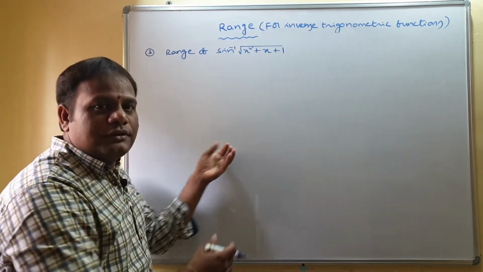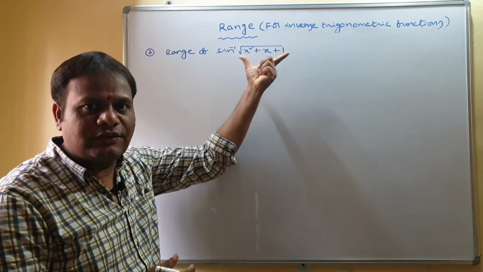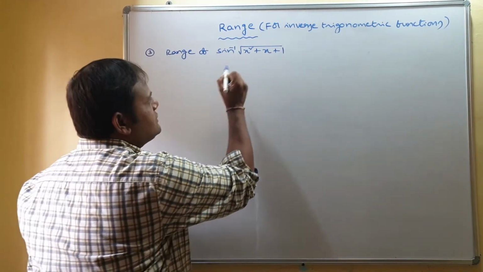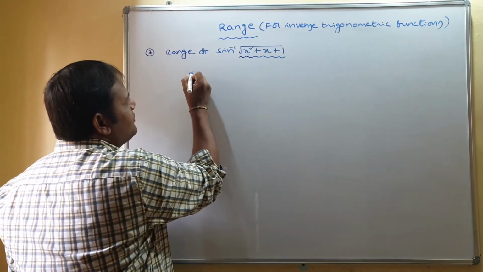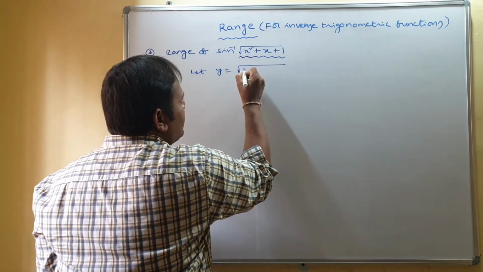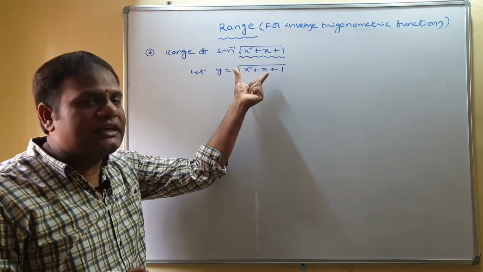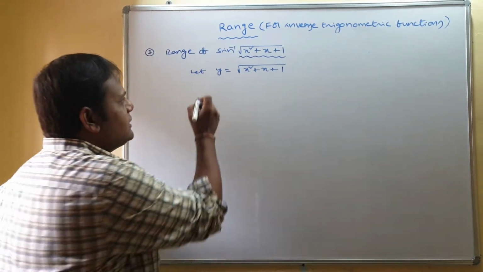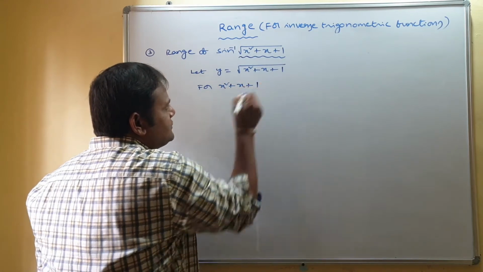Moving to next, we have to find the range of sine inverse of square root of x square plus x plus 1. So first you have to find all these values. Suppose I am taking that as y again. So let y equal to square root of x square plus x plus 1. So first we think about the quadratic. What is the quadratic here? x square plus x plus 1.